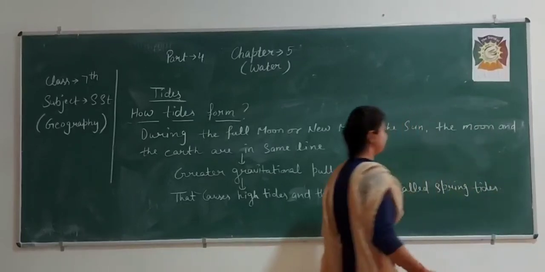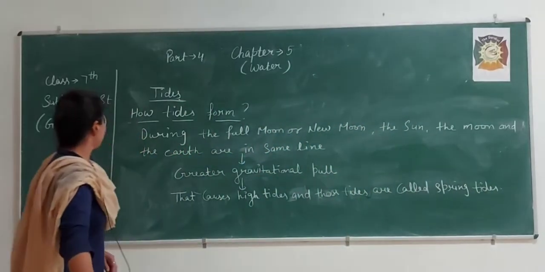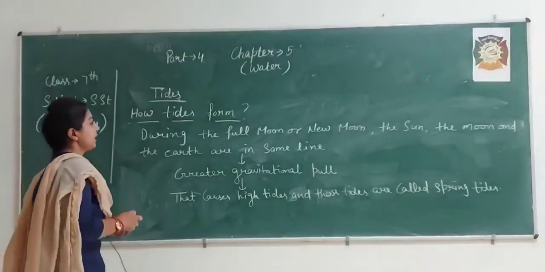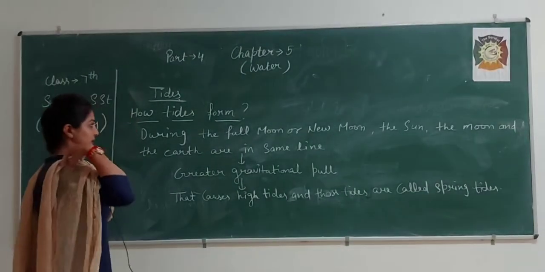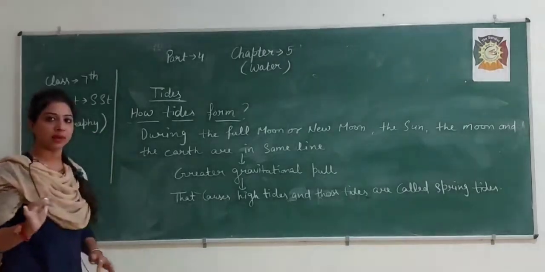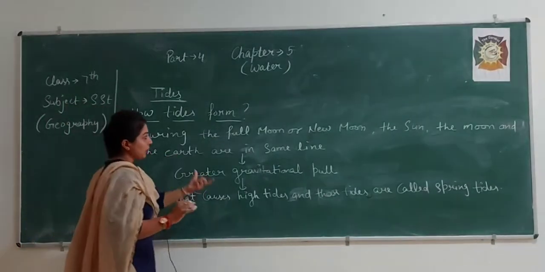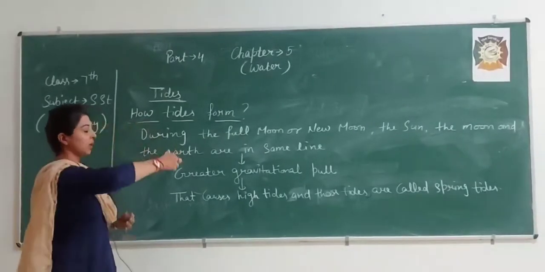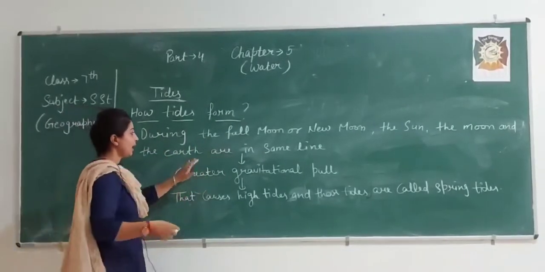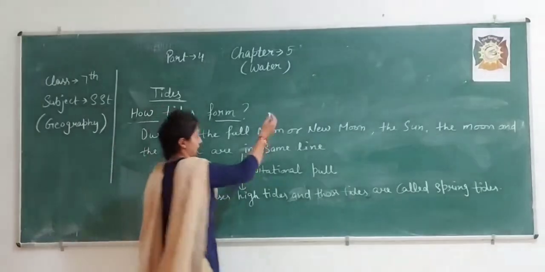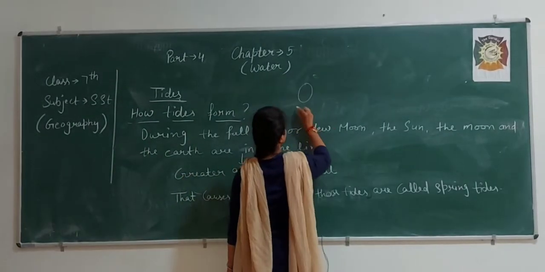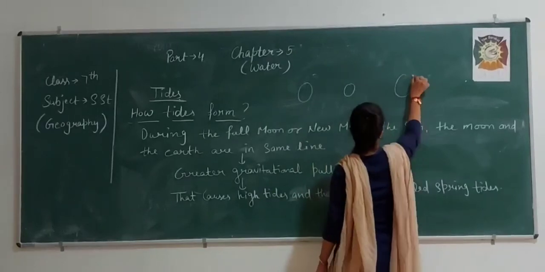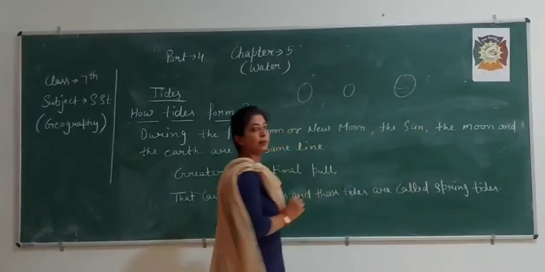Okay, see, during the full moon or new moon, the sun, moon and earth are in the same line. We are talking about the full moon and new moon. At that time the sun, moon and earth are in the same line. For example, this is the sun, this is our moon, this is our earth. Okay, these are in the same line.